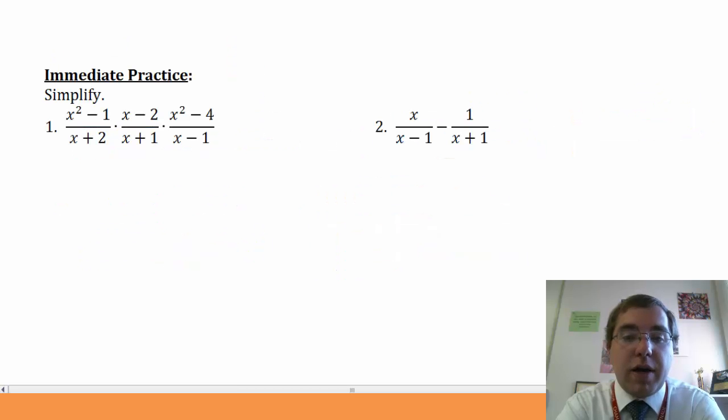And here are your immediate practice problems. Simplify. Multiplication in the first one, subtraction in the second one, so make sure you get a common denominator in the second fraction. And that is the end of sections 5.5 and 5.6.